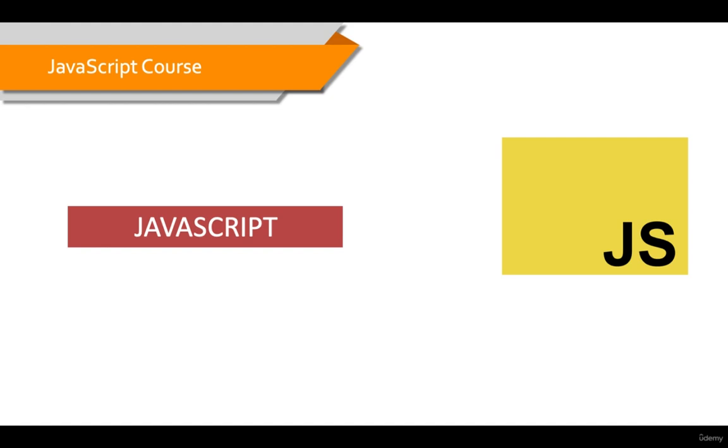All right, welcome back, friends. So in the last video, we saw different event types. Mouse over, mouse out. We made a hover effect. We created a small to-do list.